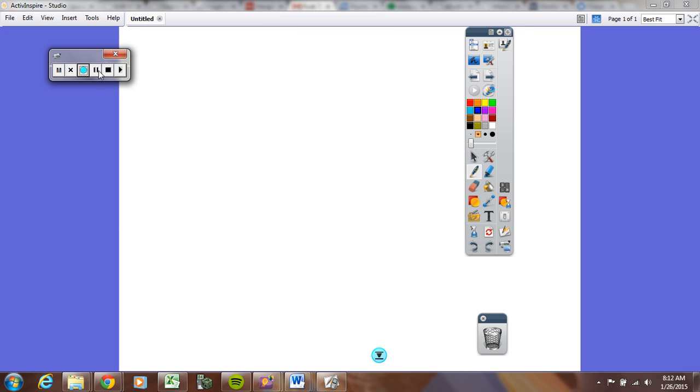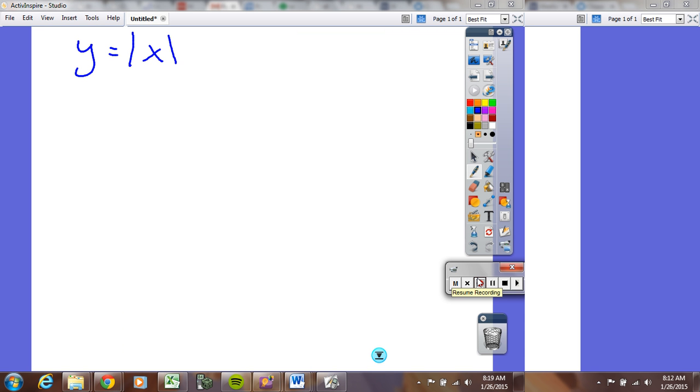Y equals the absolute value of x. Does anybody know what an absolute value graph looks like? Yes, sir. It's never negative. Exactly. That's a very true statement.